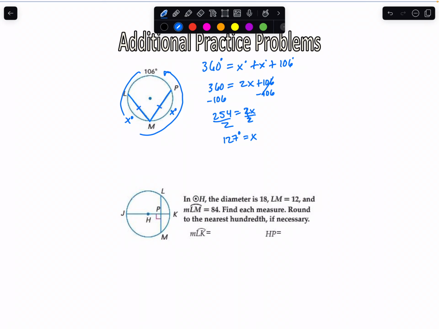I can see from the picture already that chord or segment JK is going to intersect at 90 degrees. So I already know that it's going to cut that segment LM in half. So the diameter length is 18, LM is 12. Let's label a few things here. LM is 12. Since it's cutting it in half, LM is 12, which means this piece is going to be 6, and this is going to be 6.